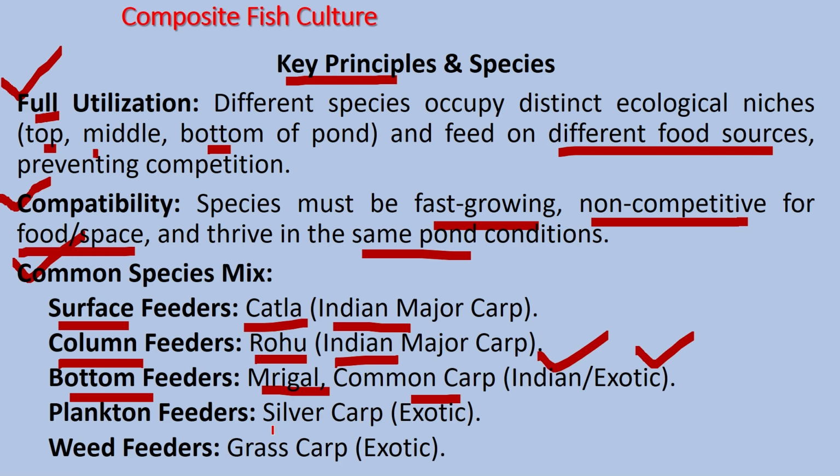Other exotic species include silver carp, which is a plankton feeder. Basically, they take plankton for their food. And some are weed fishes like grass carp. These are also exotic species.